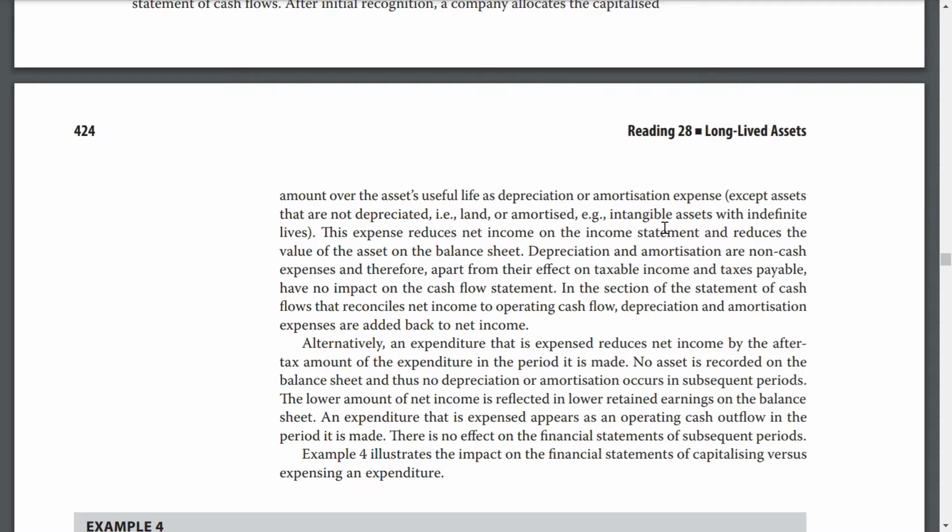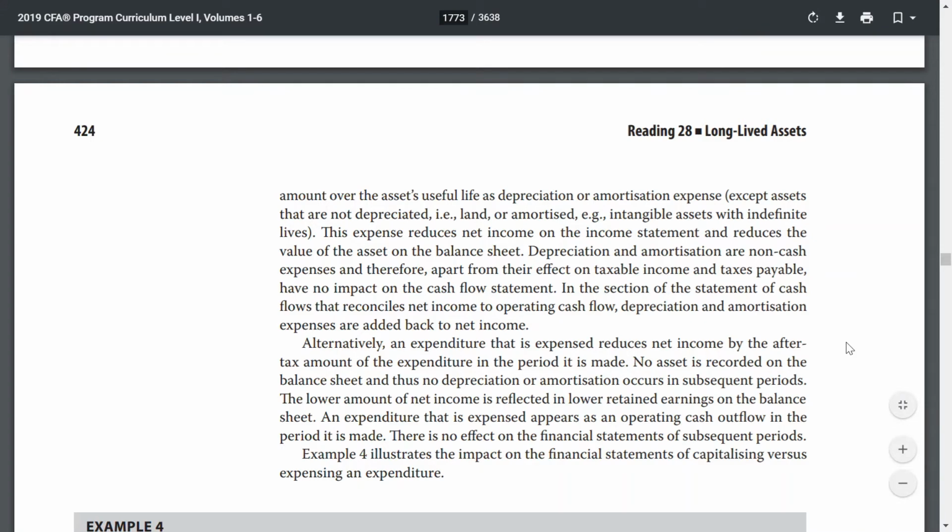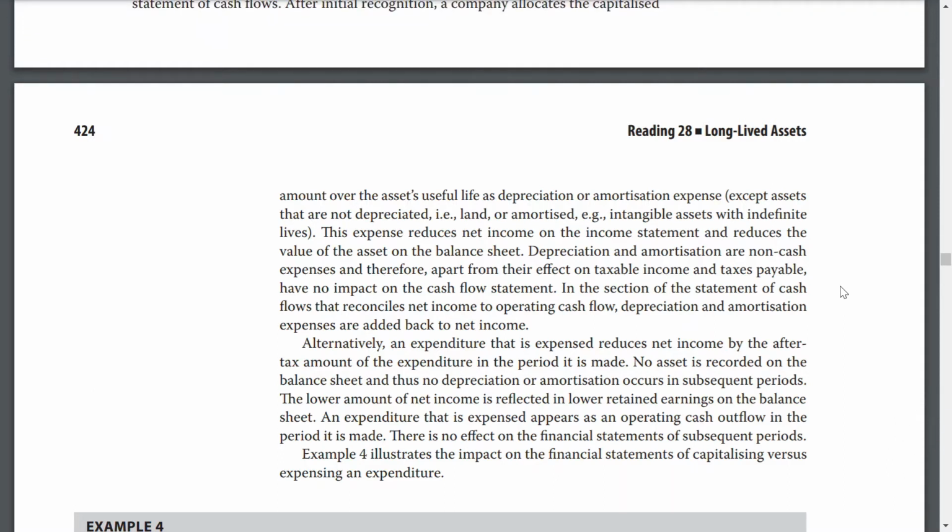Alternatively, the expenditure that is expensed reduces net income by the after-tax amount in the period it is made. No asset is recorded on the balance sheet, and thus no depreciation or amortization occurs in subsequent periods. The lower net income is reflected in lower retained earnings on the balance sheet, and an expenditure that is expensed appears as an operating cash flow in the period it is made. There is no effect on the financial statements of subsequent periods.